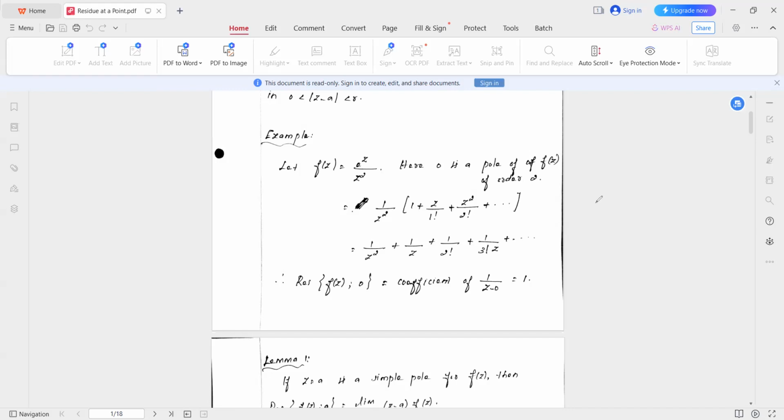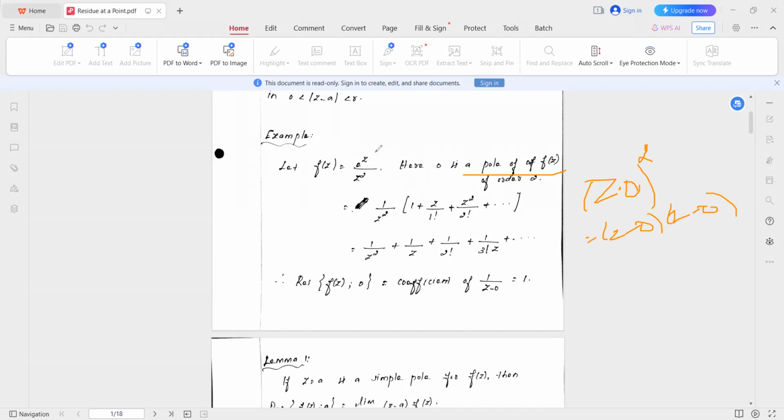0 is a singular point of order 2 because we have z minus 0 the whole square, which can be written as z minus 0 into z minus 0. So 0 is a singular point, and moreover an isolated singular point because this function has only one singular point. It's a singular point of order 2. Here I have written 0 is a pole of f of z of order 2. I will explain later.